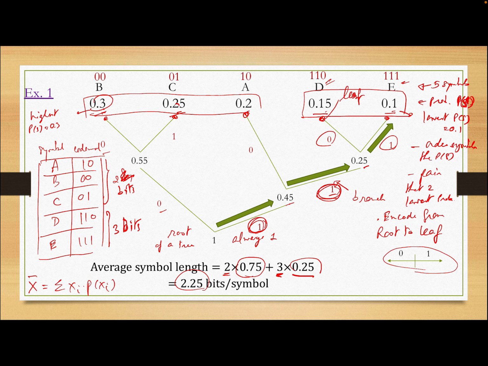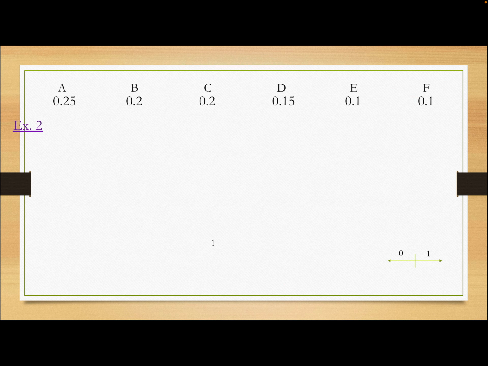So we have 2.25 bits per symbol. When you want to find the average of something, it's just a summation. Average length is the summation of length multiplied by the probability that the length occurs.